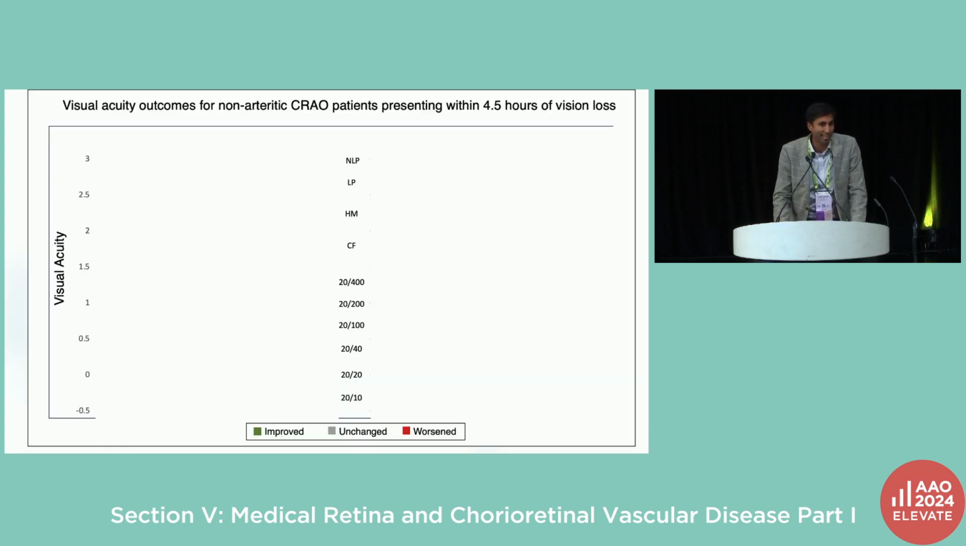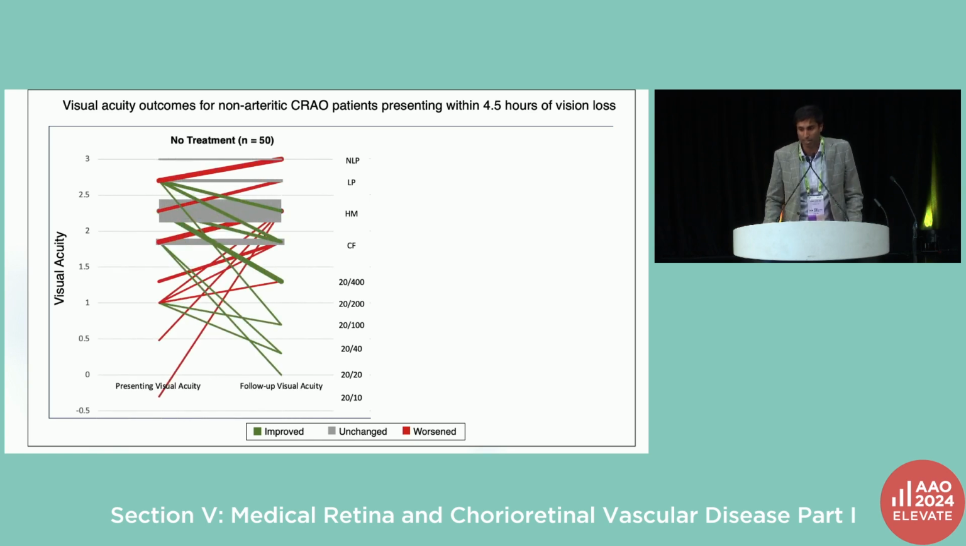This is the key slide. If you're not paying attention, it's time to pay attention, okay? The visual acuities, left, logMAR, middle, Snellen. As you go down, vision is better. This is the no treatment arm. The thickness of the bar is the number of patients in that cohort. Green means they're getting better, red means they're getting worse.